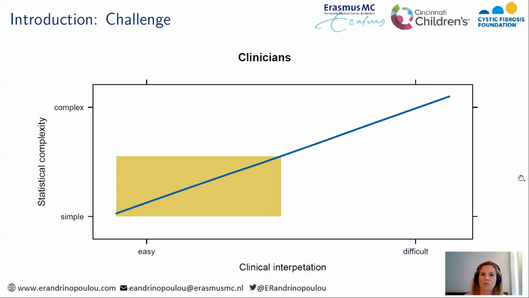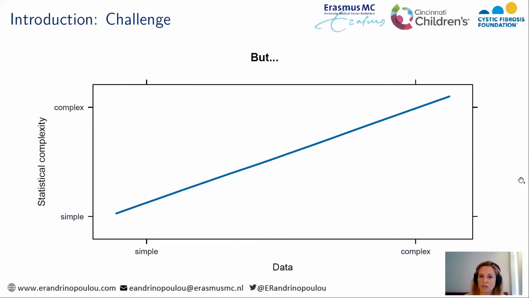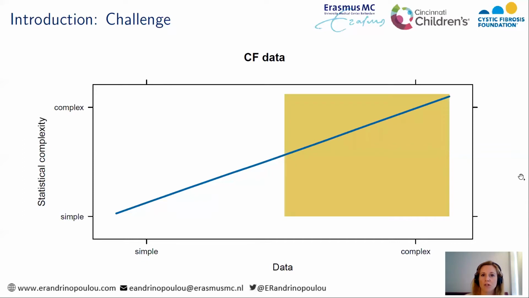But we are forgetting an important factor here, the data set. Here we can see the association between the statistical complexity and the data. And as you can see, we again have a positive correlation between them. So the more simple the data is, the more simple models we will need. If we look at the cystic fibrosis data set, we can see that they are complex. We have lots of patient information, lots of observations, lots of factors that influence the rate of decline of FEV1. And therefore, in order to observe valid results, we will have to assume a complex statistical model.